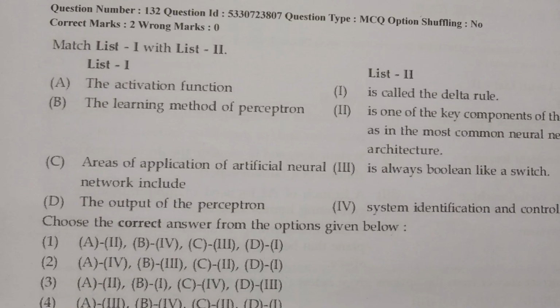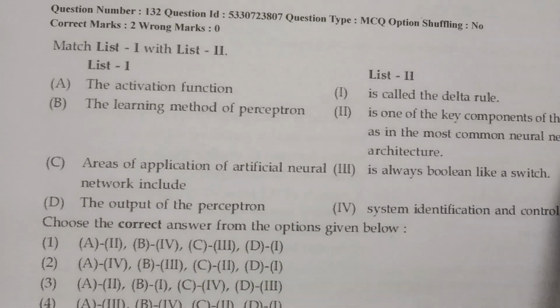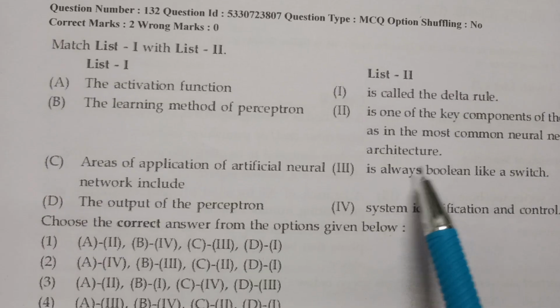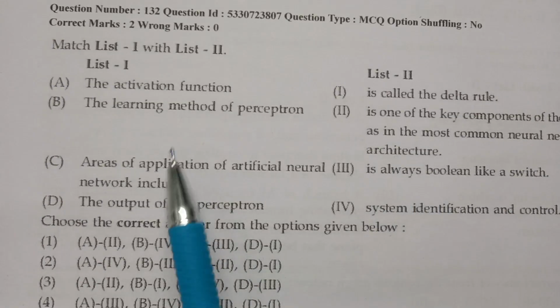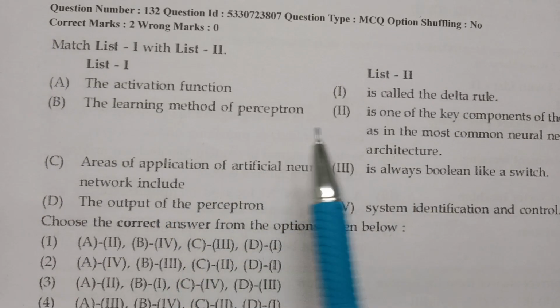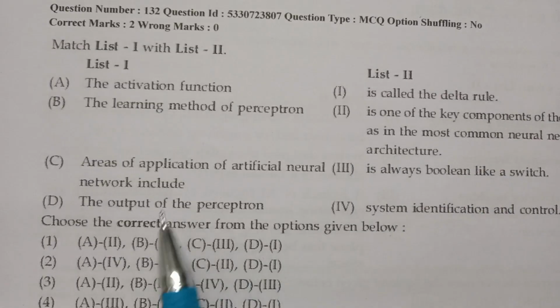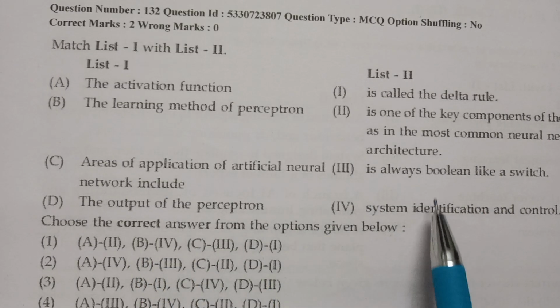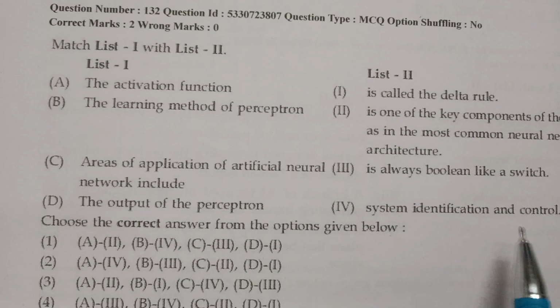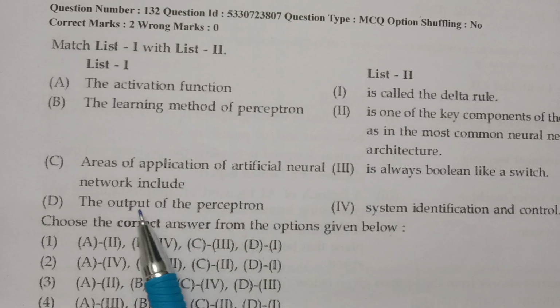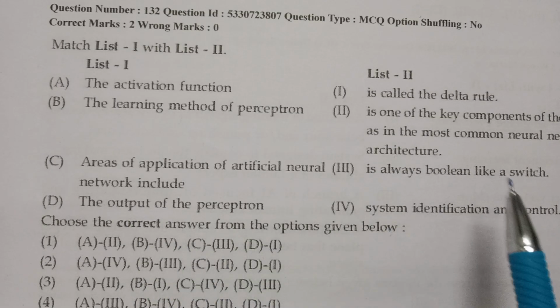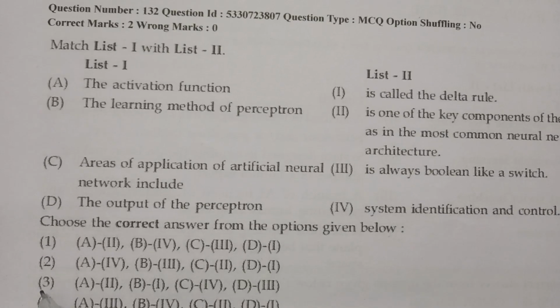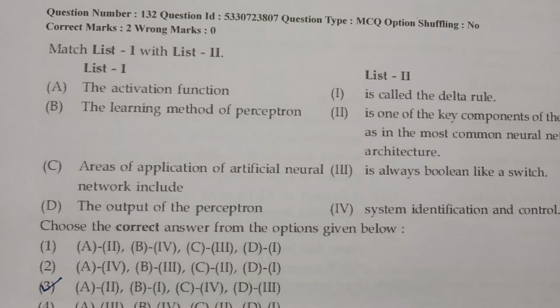Here if you see the options, the activation function is one of the key components of the perceptron and the most common neural network architecture. So A goes with 2. Then the learning method of perceptron is called the delta rule. Next, areas of application of artificial neural network is system identification and control. And D, the output of the perceptron, is always boolean like a switch. So the correct option is option number 3.